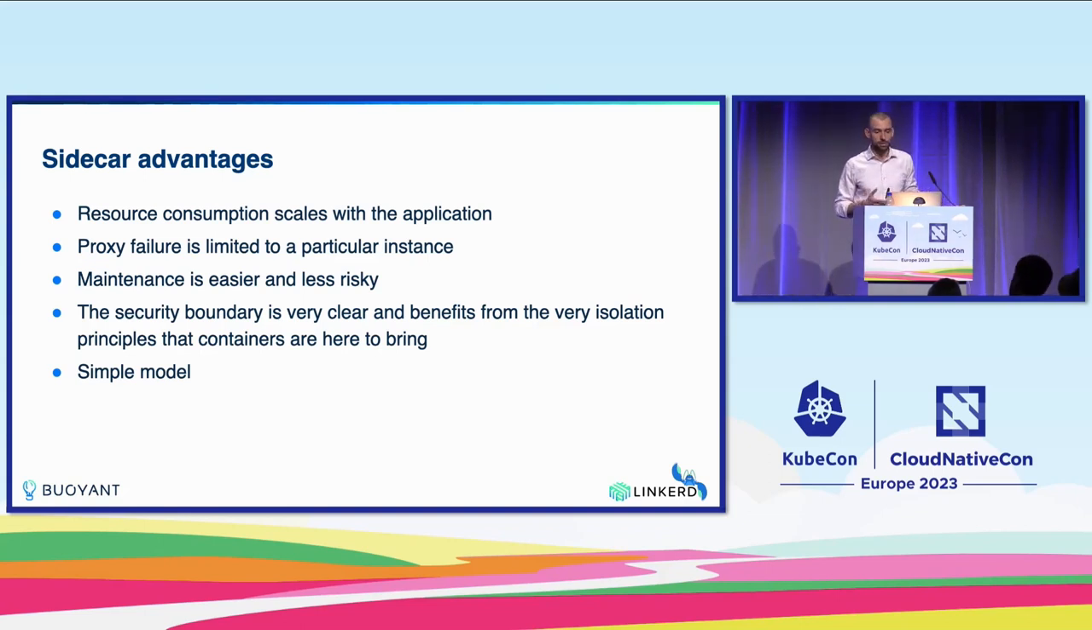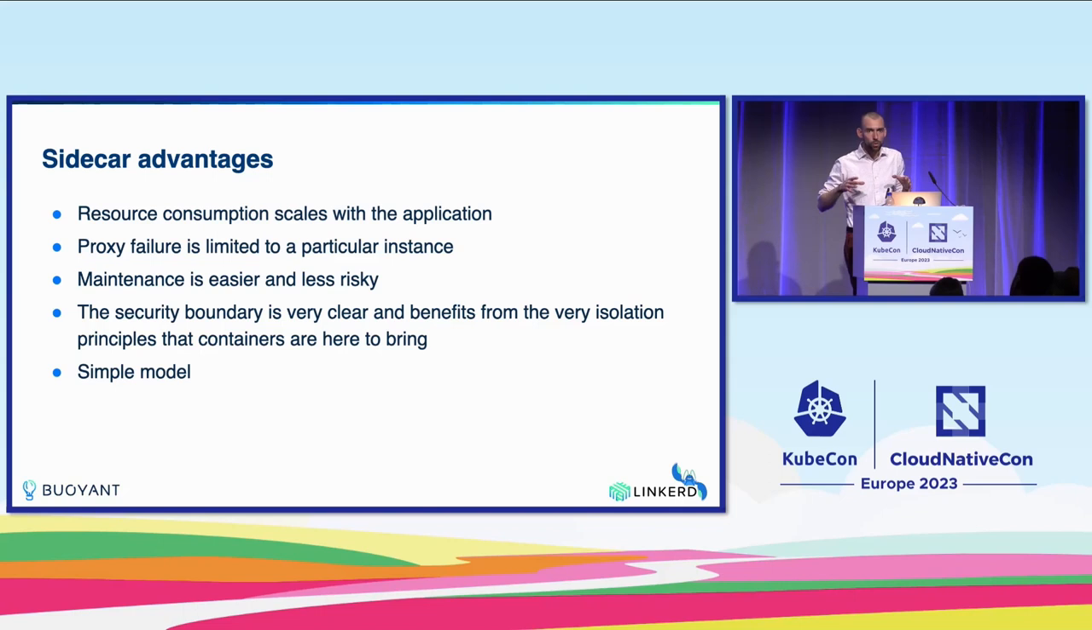Failure is limited to a particular instance. So when something fails and the proxy goes down, all of the native Kubernetes concepts kick in, and all of the facilities like rescheduling, eviction, and OOMs work in your favor to alleviate the situation.